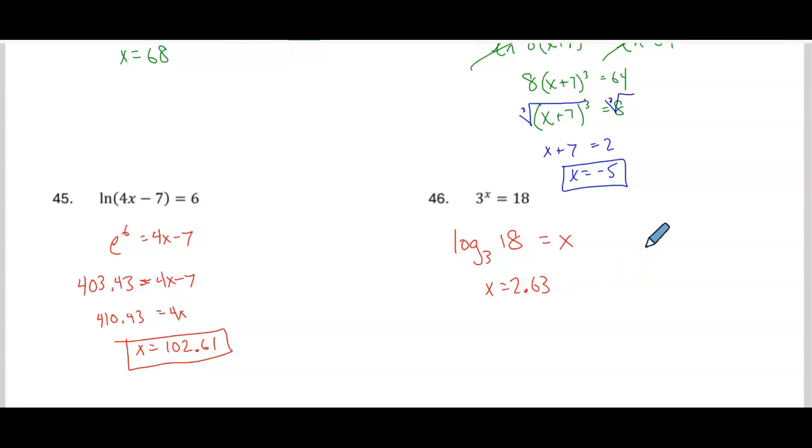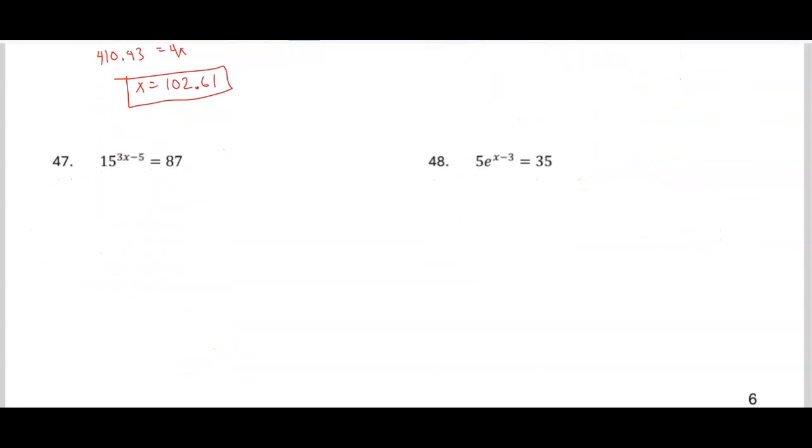Just a reminder though, if you're using a calculator that does not have that feature, you can always put the subscript on the bottom and do a log fraction. That will also give you 2.63. So whichever way you need to do it based on the calculator you're using. Okay, 2 more here. Again, no way to get a common base, so let's do a log. Subscript 15, 3x minus 5 goes across, 87 comes in. If you solve this log, you get approximately 1.65.